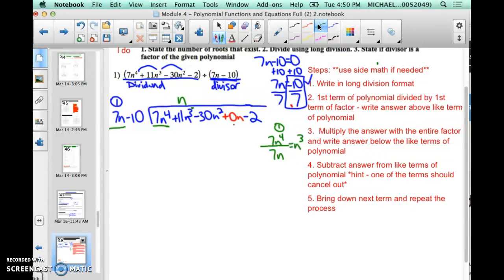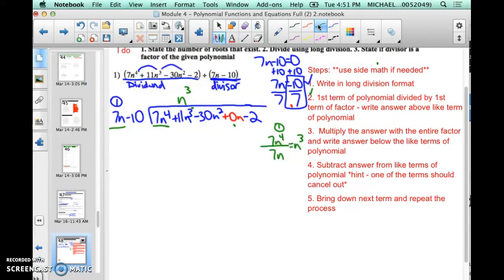That's why I needed my space holder, because if I ever have a linear answer or a power of 1, I need to line it up correctly. So in this case, n cubed. I'm done with step 2. Step 2 is pretty straightforward: I divided first term by first term and wrote the answer above the like term. Now, step 3 says to multiply the answer that we just got, n cubed, with the entire factor of 7n minus 10, and write the answer below the like terms of the polynomial.